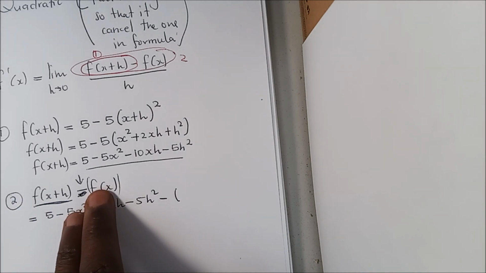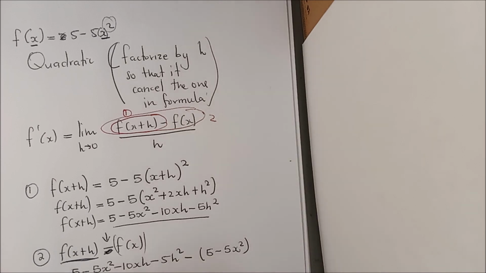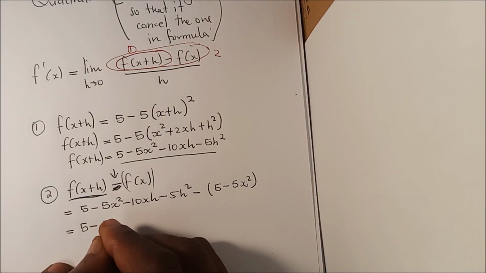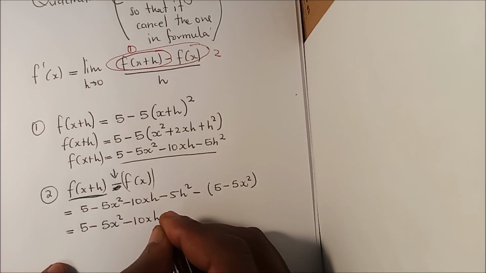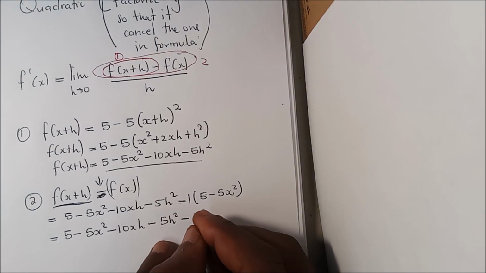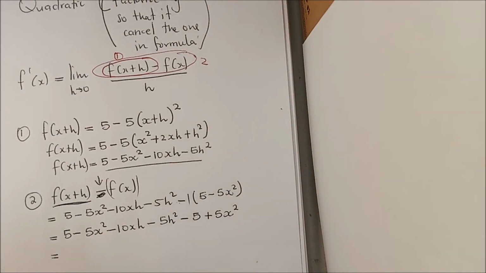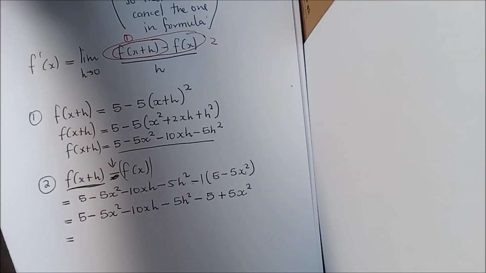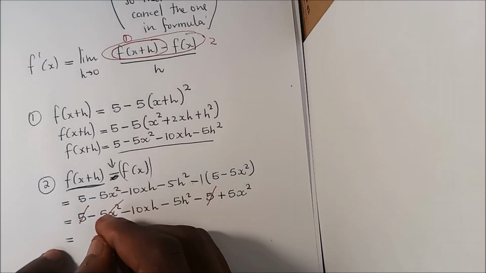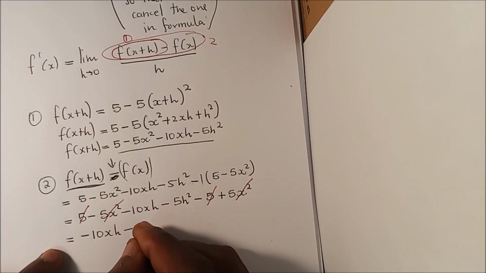Now, what is your f of x? It's in the formula, the given part. That is your 5 minus 5x squared. You have to remove the brackets before you can simplify. So we have 5 minus 5x squared minus 10xh minus 5h squared, and then minus, because it's negative, we have 1 there, so negative 1 times 5, that's negative 5. Negative 1 times negative 5x squared is positive 5x squared. In your head, you must remember that things must cancel. We must have a party of terms cancelling. The 5 will cancel the 5, and 5x squared will cancel the 5x squared. What are we left with? We're left with negative 10xh minus 5h squared.